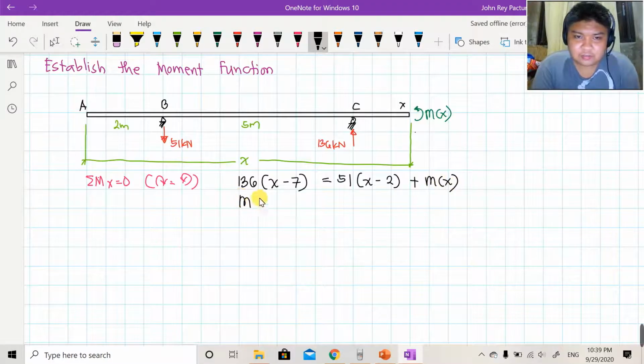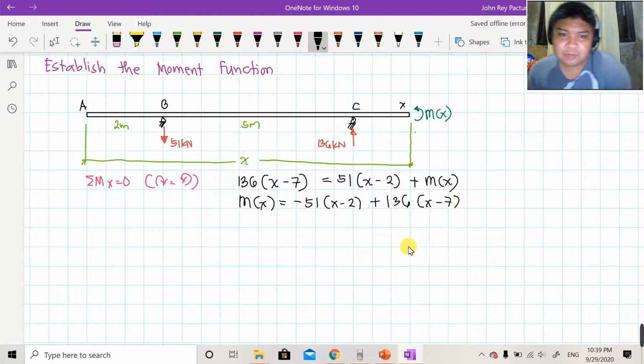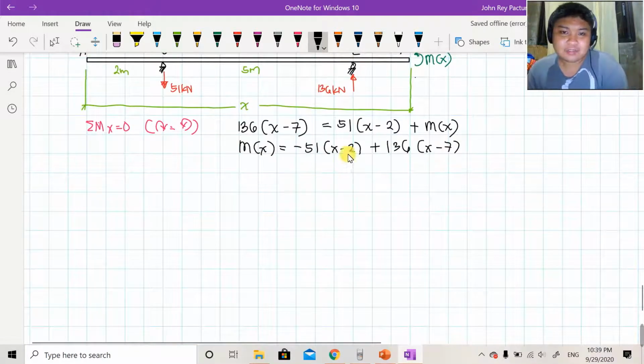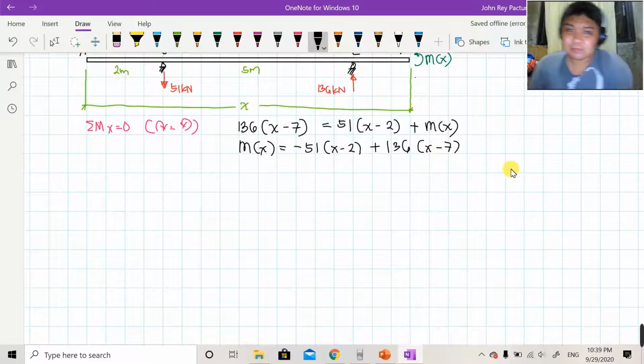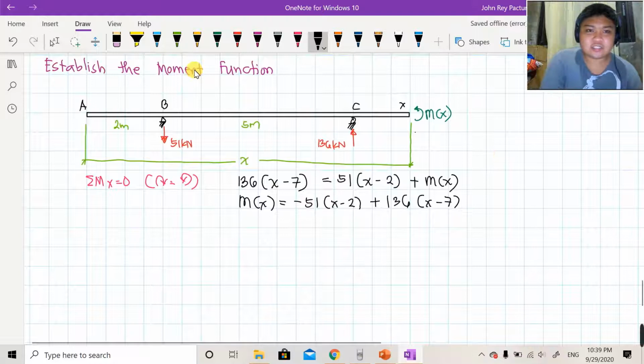So to arrange this one, may moment function na tayo na negative 51 times X minus 2 plus 136 times X minus 7. Note kung paano ko nga in-arrange yung variable, di ba? Inuna ko yung minus 2 then followed by minus 7. Okay? So, ayan, na-establish na natin yung moment function class.